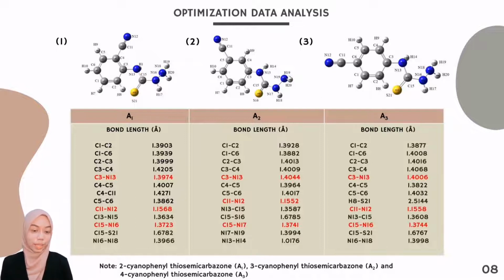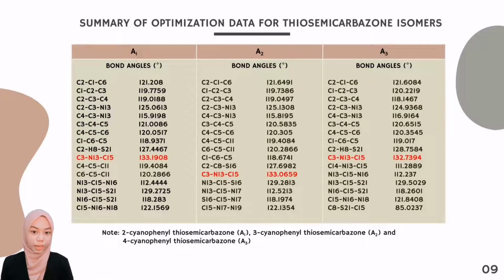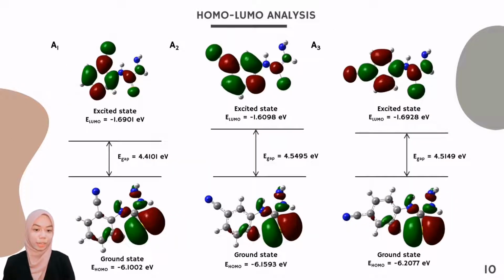Next, for the results obtained in bond angle. The increased value in bond angles above 120 might result from hyperconjugative interactions during bond formation. The bond angle of C3 and C15 for A1, A2, and A3 isomers was observed at above 132. The results obtained in this analysis show that the energy gap of the thiosemicarbazone isomers A1, A2, and A3 molecules is 4.4101, 4.5495, and 4.5149 respectively. This indicates that the A2 molecule has a higher energy gap compared to the A1 and A3 molecules.